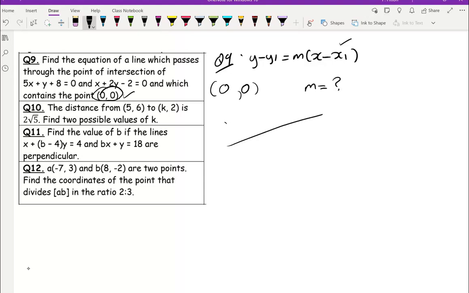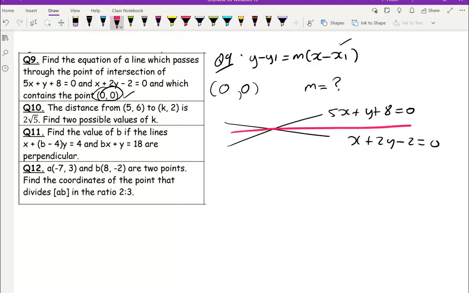So what we have here is two lines. We have the line 5x plus y plus 8 equals 0, and we have the line x plus 2y minus 2 equals 0. And we have this new line here that's passing through both of them. We're given a point on this line. It contains the point 0, 0. We don't have any other point, but we do know that it passes through the intersection. So if I find the intersection, that'll give me another point.